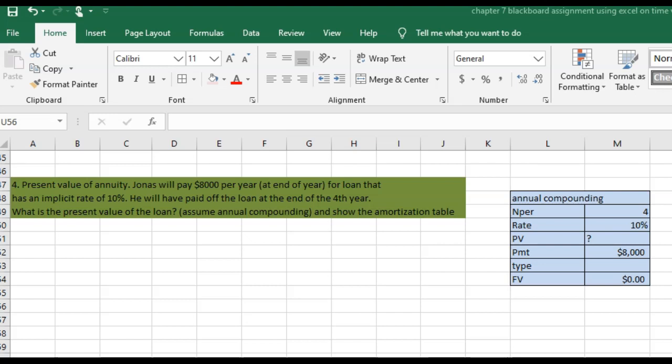In this video, we're going to learn two different things. One is how to solve for the present value of an ordinary annuity, and the second, how to do an amortization table that shows the passage of the loan over that period.